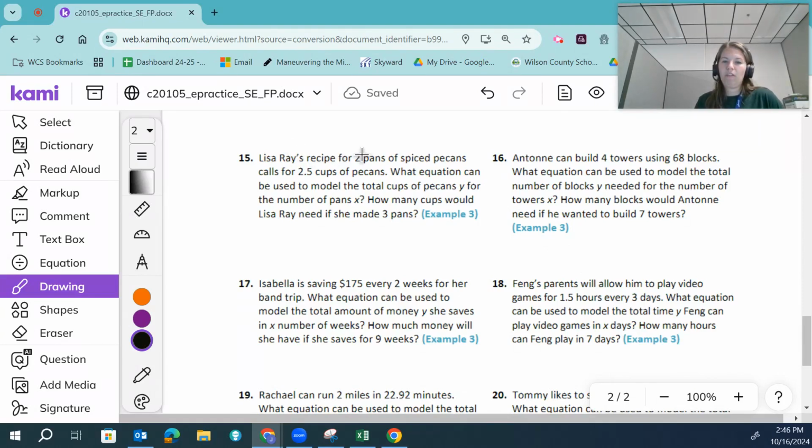Lisa Ray's recipe for 2 pans of spiced pecans calls for 2.5 cups of pecans. What equation can be used to model the total cups of pecans, y, for the number of pans, x?